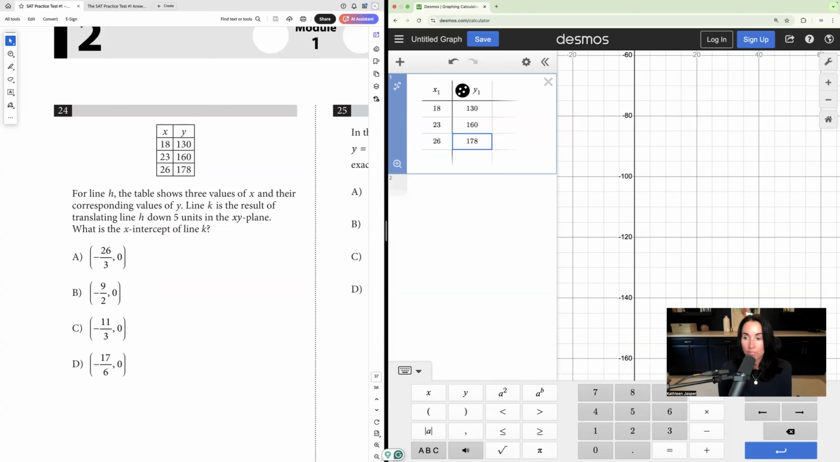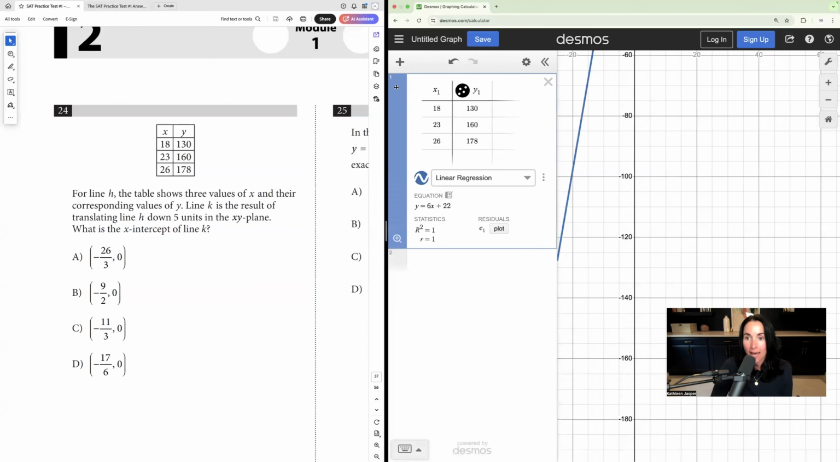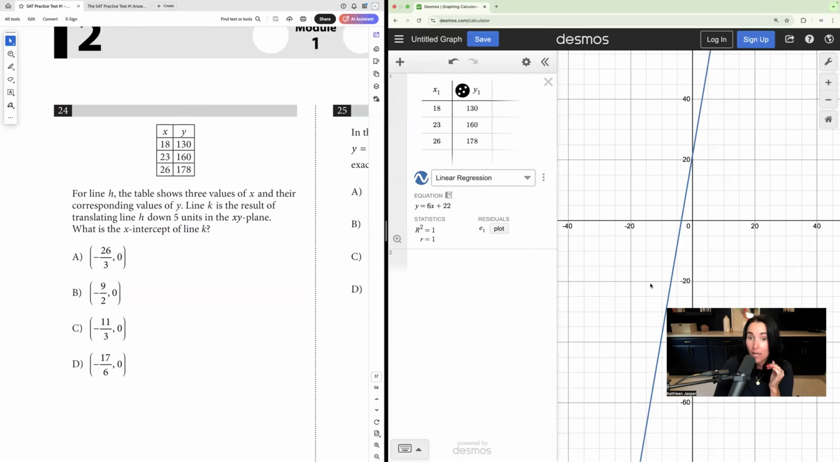Now, whenever you're dealing with a table on the SAT, you want to click this little add regression here. You see it's like a line with some dots on it. Click that. All right, tab that and you get a line. And you can see that the equation of the line is here: y = 6x + 22.